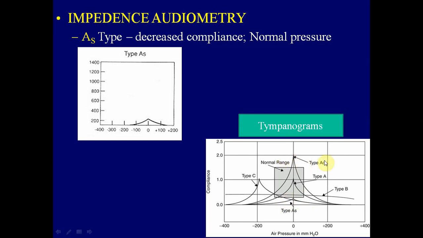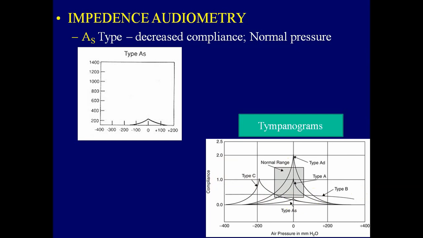The increased compliance is seen in ossicular discontinuity, right? So this is the A graph where the pressure of the middle ear is normal. The B and C are seen in: C is negative pressure and B is a flat tympanogram. B tympanogram is seen in otitis media with effusion, and C tympanogram is seen in negative middle ear pressure, that is eustachian tube dysfunction. So with normal middle ear pressure and decreased compliance seen in otosclerosis, that is called AS tympanogram.